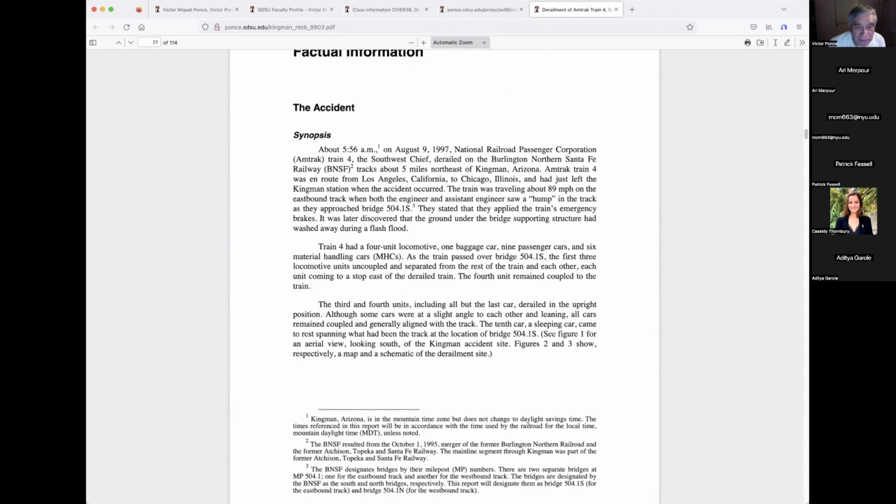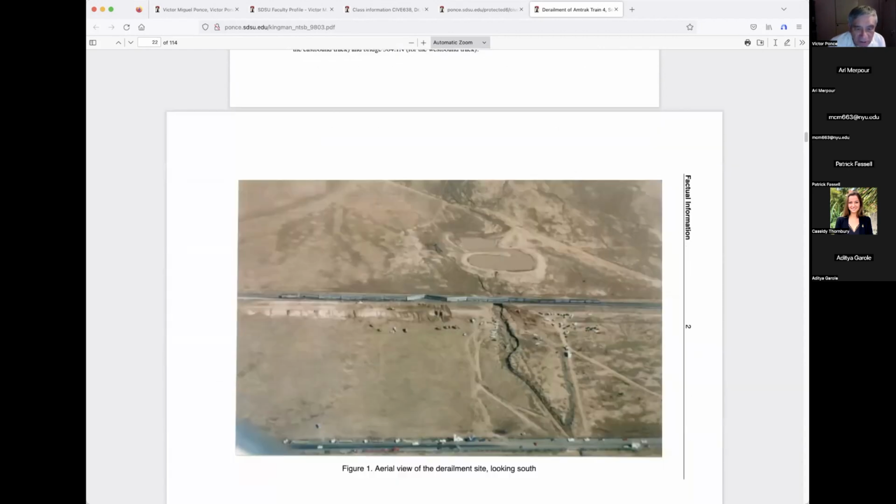Factual information, and so forth. There it is. Aerial view of the derailment looking south. You can see the creek over here. And I'm not sure at this point if the flow is going that way or this way. To be honest with you, I am not sure. I would guess that it's going this way. In other words, going toward us. But that's just a guess based on information.